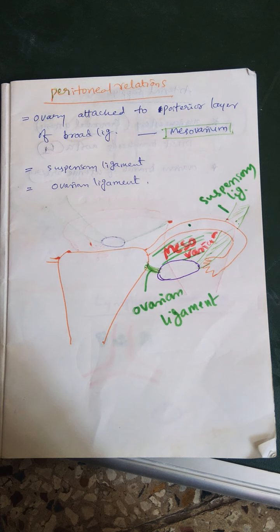So here three ligaments are related with the ovary. One is the mesovarium, which is a part of the broad ligament of the uterus. The suspensory ligament, again, is a part of the broad ligament of the uterus. And the ovarian ligament is a separate ligament, and it exists between the two layers of the broad ligament of the uterus.